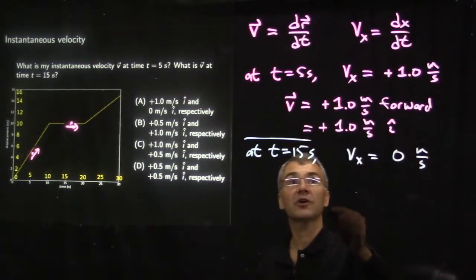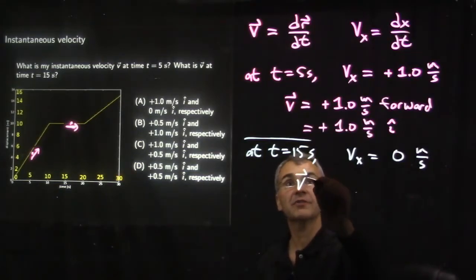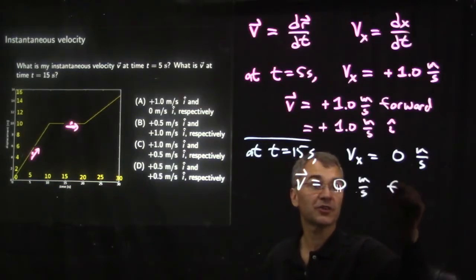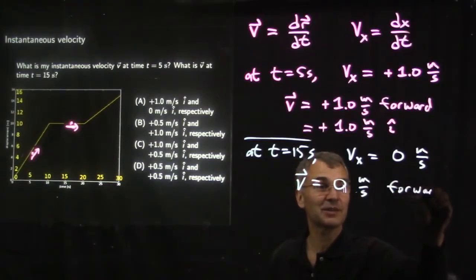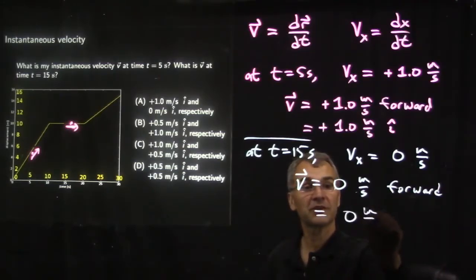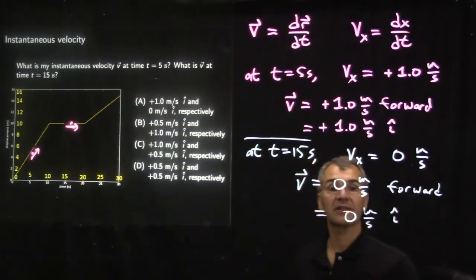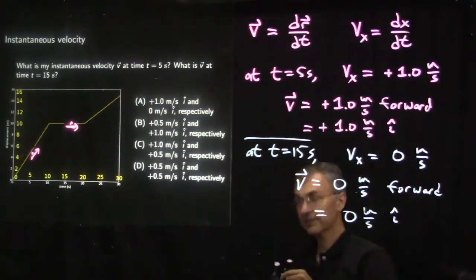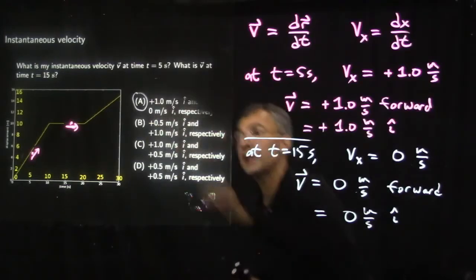The slope is 0. Therefore, the velocity vector is 0 meters per second. I guess you could say forward, you could say backward. It's the same for 0. So I would say that is 0 meters per second in the i hat direction. So it seems like I like answer A here.